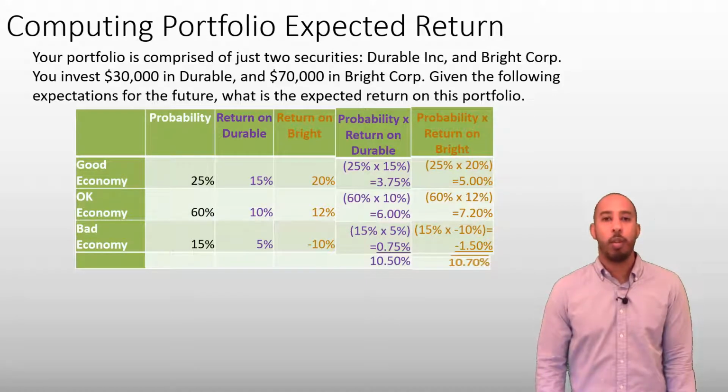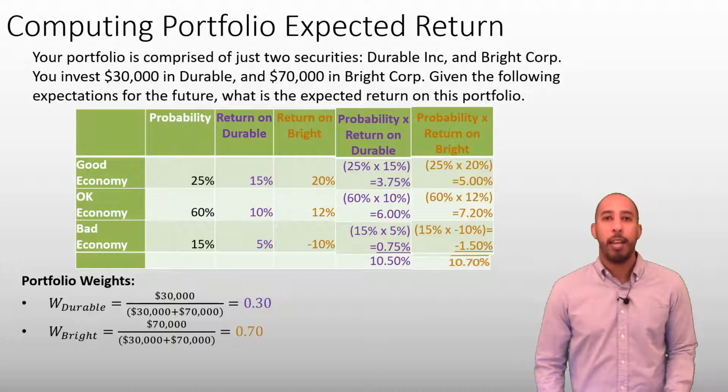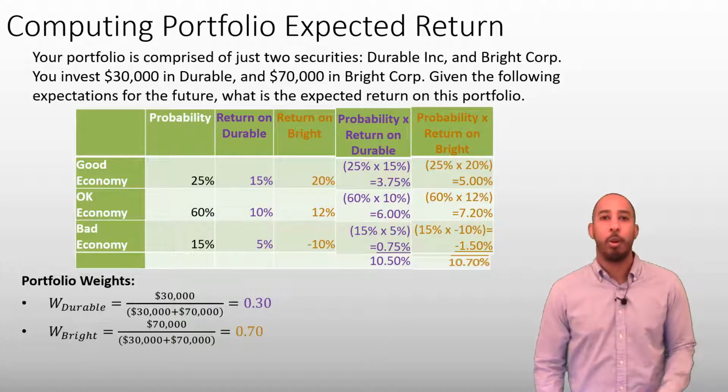Once we have the expected returns for the individual securities, we figure out their weights in the overall portfolio. We have a total of $100,000 invested, and $30,000 of that is invested in Durable Corp. That's 30% of our total investment put into Durable. So the weight is 30%, 0.3. And for Bright, $70,000 of the total $100,000 is invested in it, so the weight in Bright is 0.70.